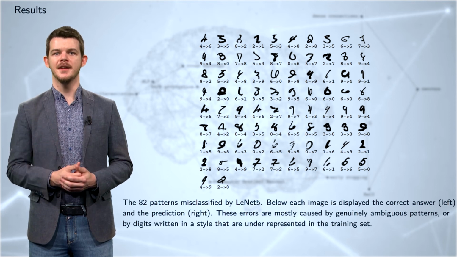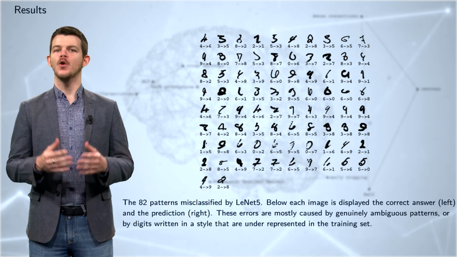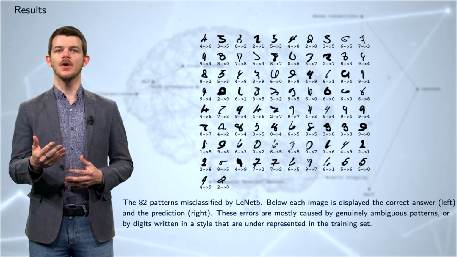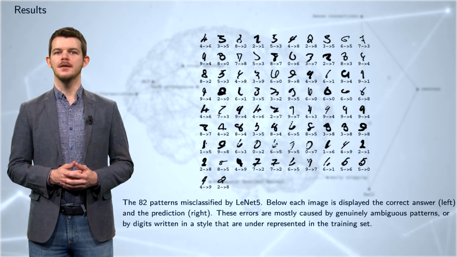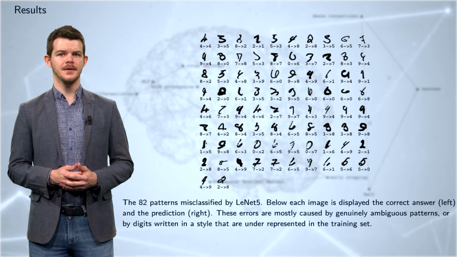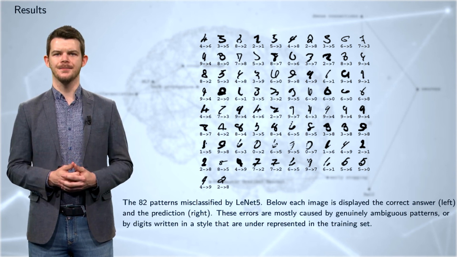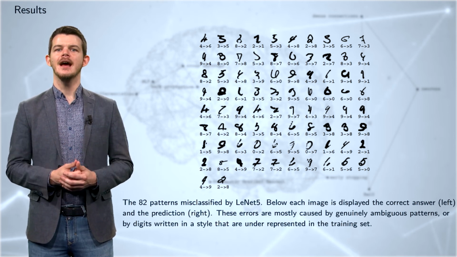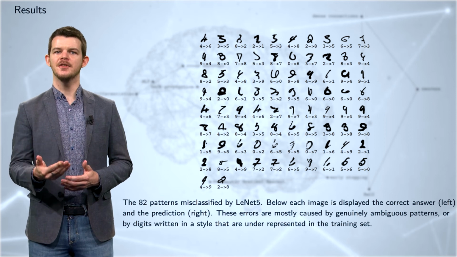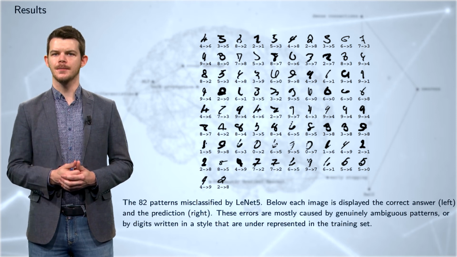Here are displayed 82 misclassified images by the previous network. For each image, you can see the correct answer on the left and the prediction on the right. Most errors are either caused by genuinely ambiguous patterns or by digits written in a style which is not present in the training set. When you deal with images, it is always interesting to plot the prediction and the true labels in order to detect a possible pattern in the errors of the network. You can also compute the confusion matrix to have a quantitative information.